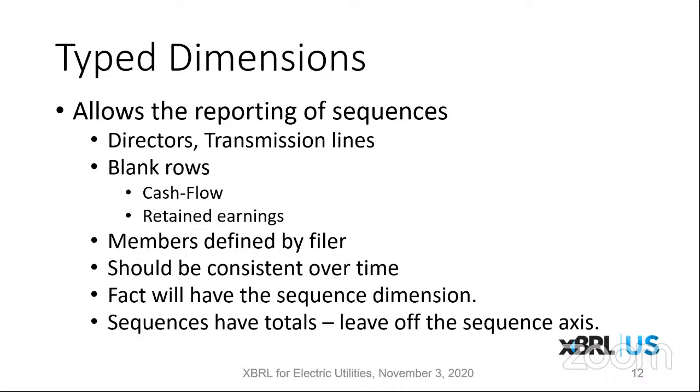Every fact that's in one of these schedules needs to have this sequence dimension on it. So what that means is, if you've got a row of data, say it's a director or an executive, and what's their salary and when they started or when they ended, or whatever information is associated with that, they're all going to have the same member on it. So when that data is submitted to the FERC and they render the form, or you render the form, then all those items will appear on the same row.